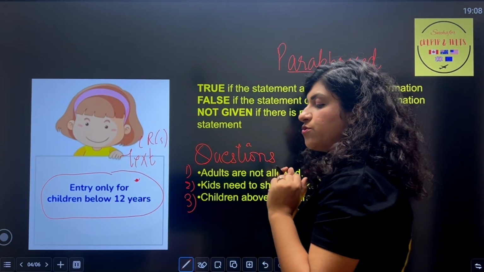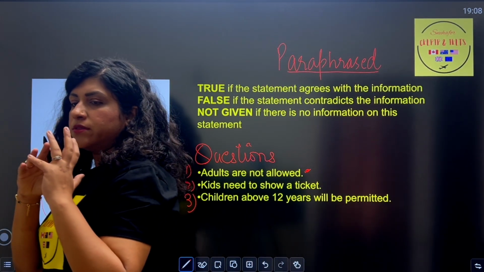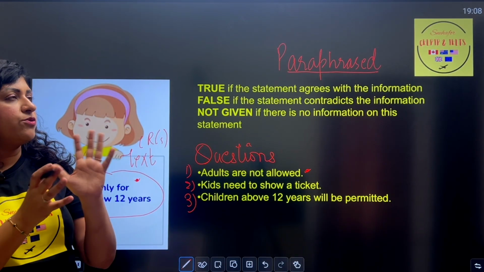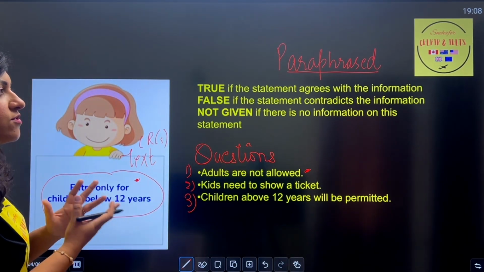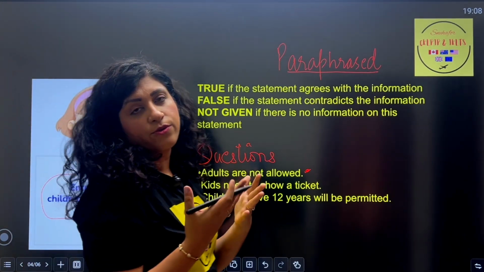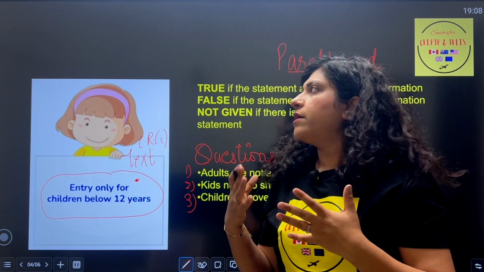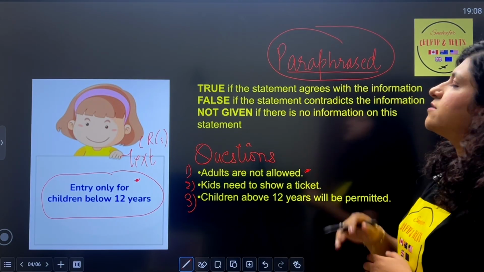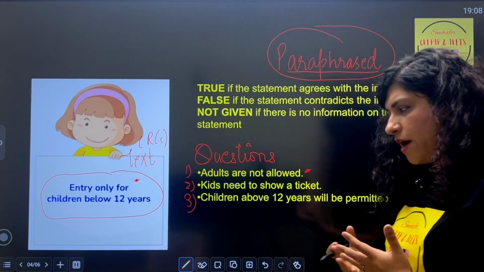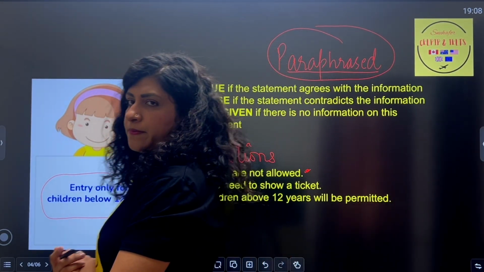So do not expect that the words that are given in the question are going to be the same words in the text. You're not going to find the same words in the text. No, it's not going to happen. You are going to find paraphrased sentences most of the time, and you have to understand paraphrasing.